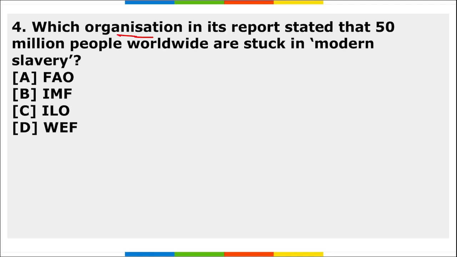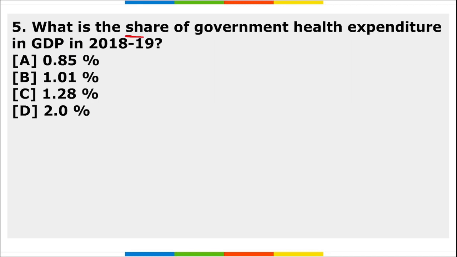Next is, which organization in its report stated that 50 million people worldwide are stuck in modern slavery? Fifth, what is the share of the government health expenditure in GDP in 2018-19? So these are your 5 homework questions, friends. No cheating while commenting the answer. Alright, I am checking all the current affairs answers that students are commenting. So do comment below without cheating. That will be only beneficial for you in the long term.